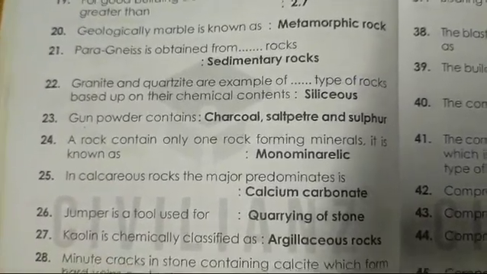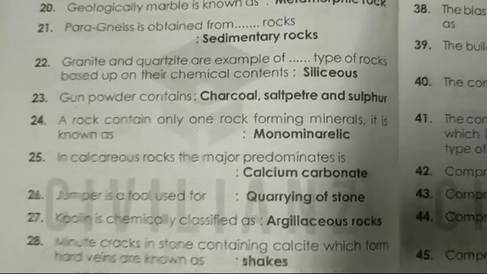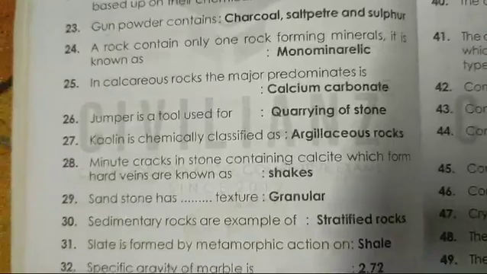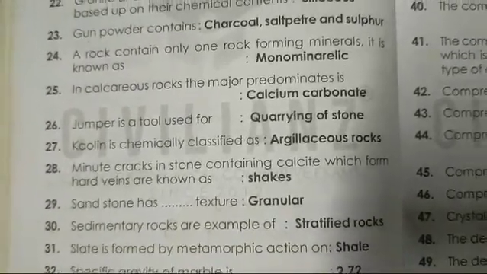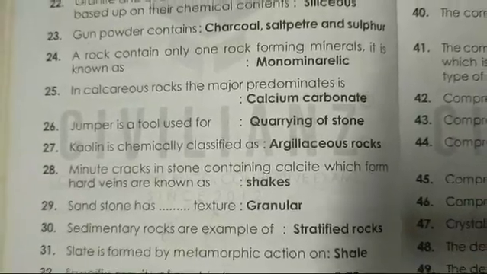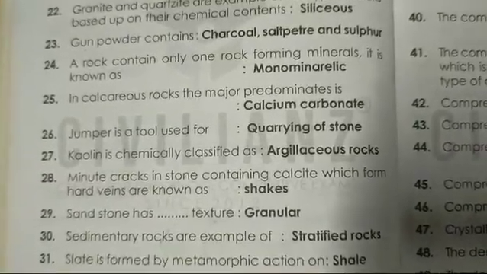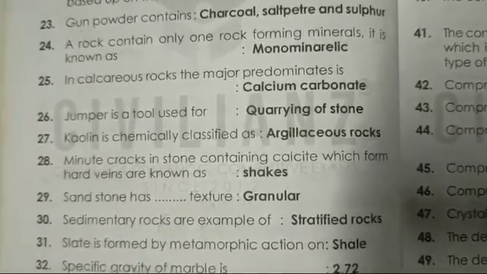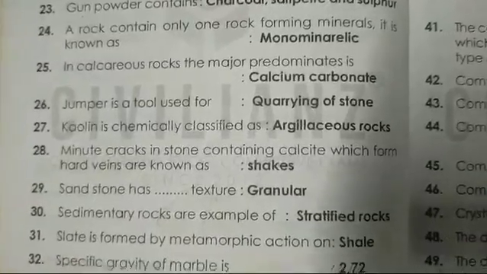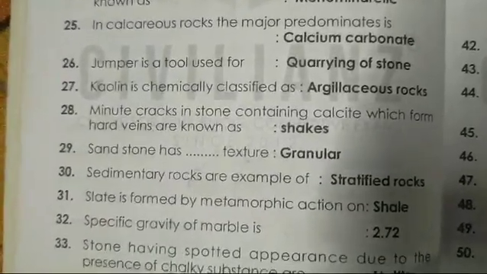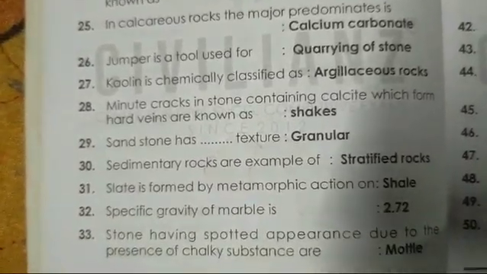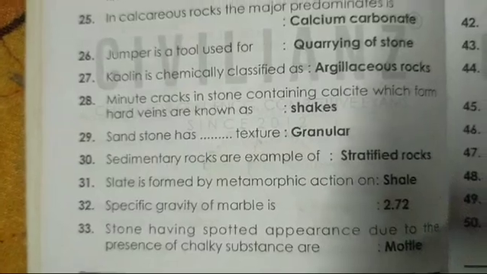In calcareous rocks, the predominant constituent is calcium carbonate. Jumper is a tool used for coring of stone. Kaolin is chemically classified as argillaceous rock. Minute cracks in stone containing calcite which form hard veins are known as shakes. Sandstone has granular texture. Sedimentary rocks are examples of stratified rock. Slate is formed by metamorphic action on shale.